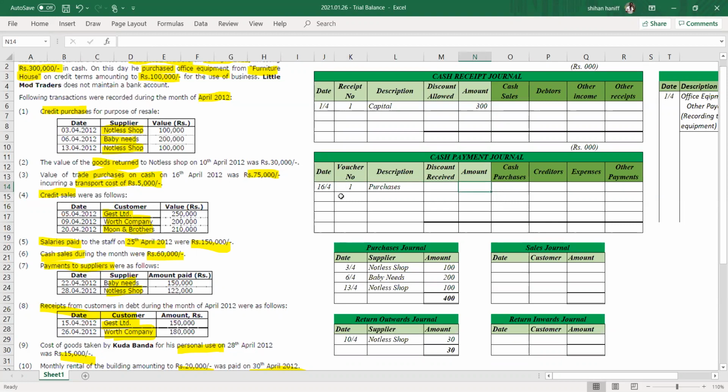Purchases 75,000, and there is a transport cost. So this transport cost is actually carriage inwards. Carriage inwards, it's 5,000. So purchases, we take it under cash purchases. Carriage inwards, we can take it under expenses. Same day. Transport cost for purchases is called carriage inwards.